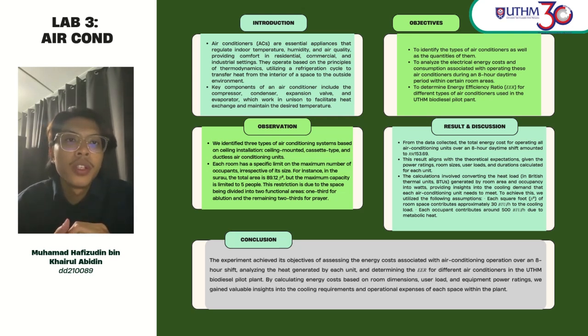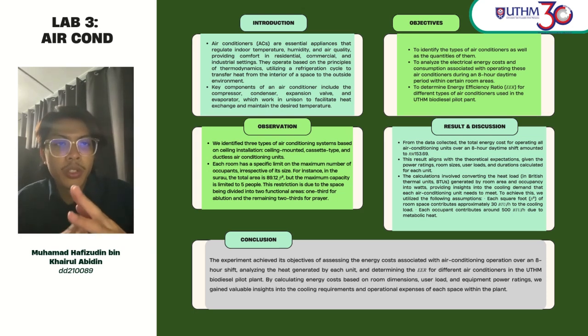In our observation, there are 3 types of air conditioning system: we have ceiling mount, we have cassette type, and we have ductless air conditioning. In each room there is a specific occupant limit. Here we have the surau, where the total area is 89.12 square feet, but the maximum capacity is limited to 5 people. This restriction is due to the space being divided into two functional areas: 2/3 for prayers and 1/3 for the ablution.